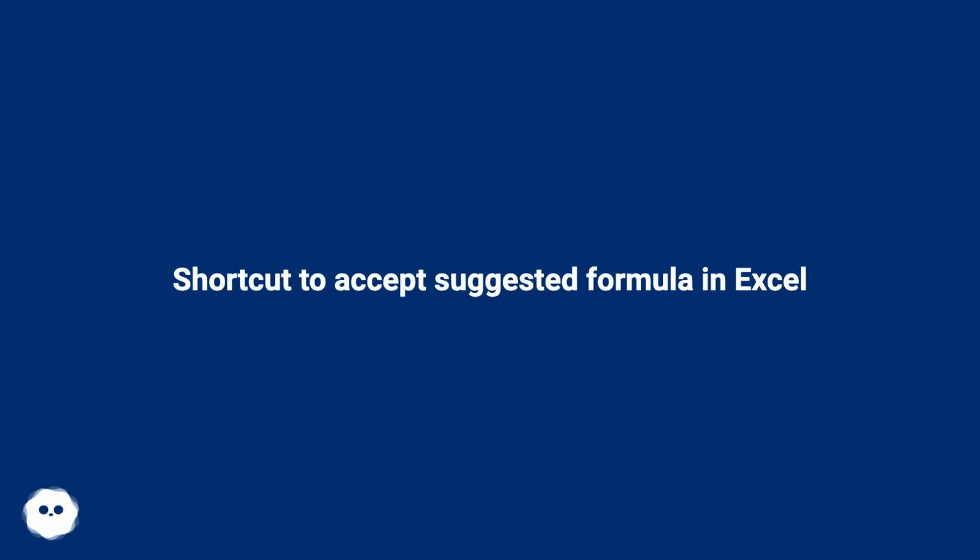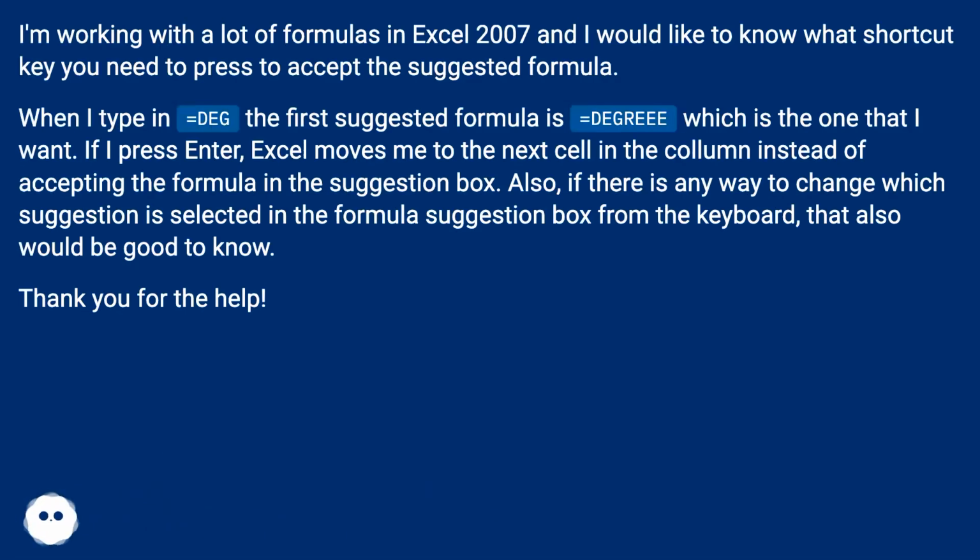Shortcut to accept suggested formula in Excel. I'm working with a lot of formulas in Excel 2007 and I would like to know what shortcut key you need to press to accept the suggested formula. When I type in =deg, the first suggested formula is =degree, which is the one that I want.